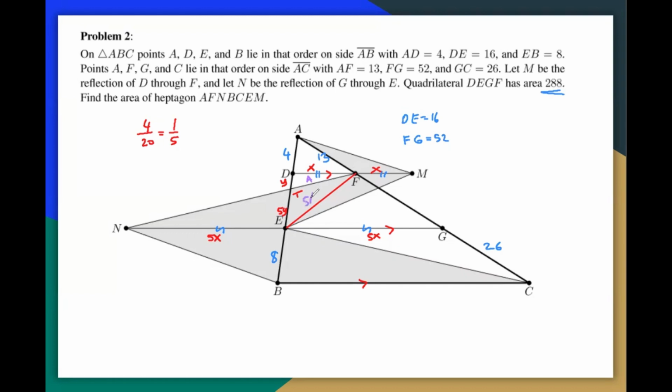So that means this region has to be 5A. And because the point F is the common vertex, if you drop a height from F to AB, that will be the same height for this triangle and this one. So that's why the base ratio will be the area ratio. And we know that this part was 16, right?